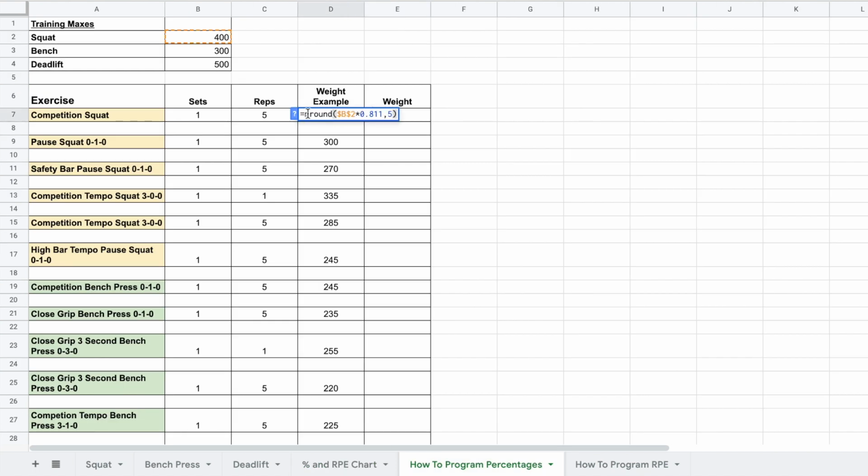MROUND is the function to round to the nearest 5. I have B2, which is the column here, and then times 0.811 for 8 RPE at 5 reps, which is 81.1%. And then the 5 here is just the rounding.